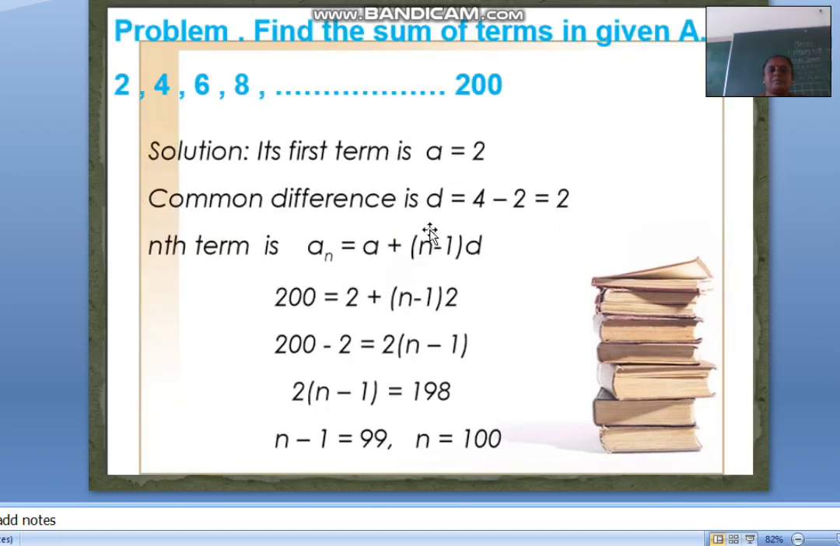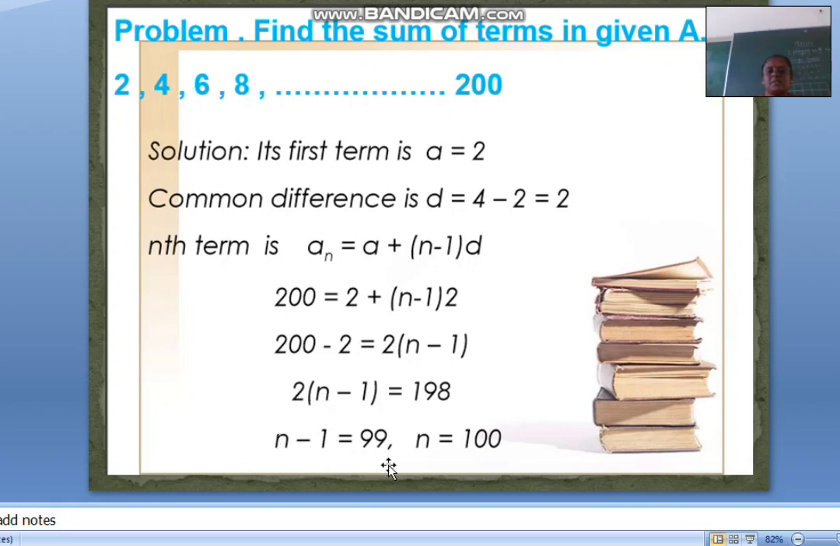And the next problem: find the sum of the terms in the given AP 2, 4, 6, 8, up to 200. Its first term is a equals 2, common difference d is 4 minus 2, which is equal to 2. The nth term is a plus (n minus 1) into d. So the an value they have already given is 200, which is equal to 2 plus (n minus 1) into 2, where n is the number of terms. The number of terms we want to find out, so write as it is: (n minus 1) into 2, d value 2. 200, transpose 2 to the left-hand side, that will become minus 2. Then 2 into (n minus 1). 200 minus 2 is 198. So 2 into (n minus 1) is equal to 198.